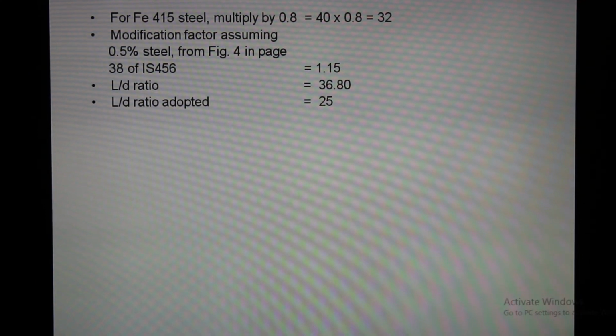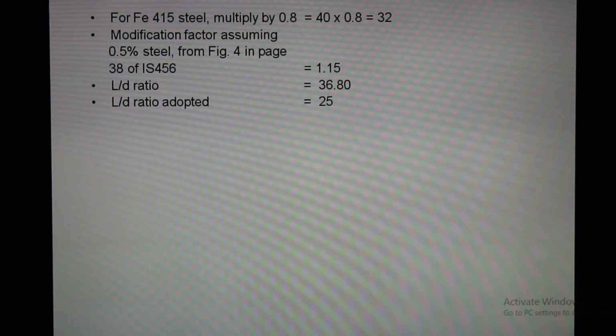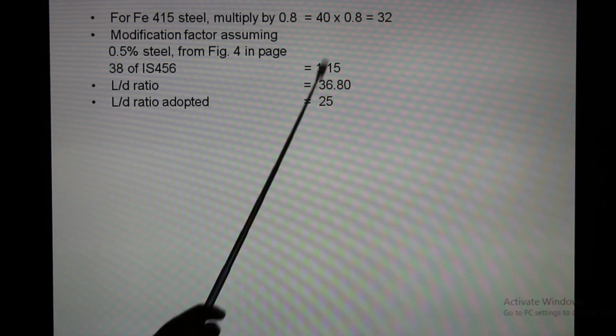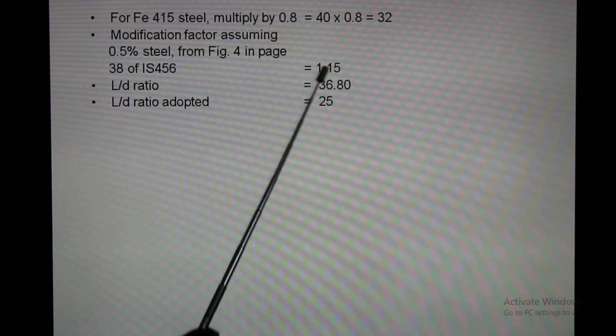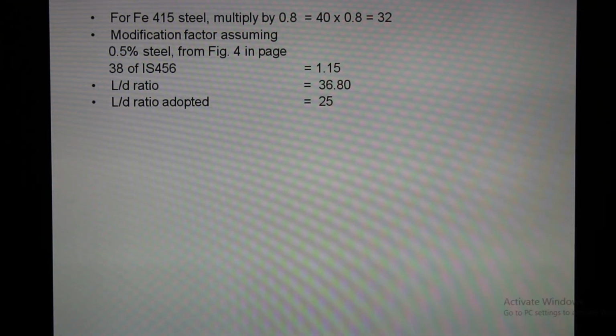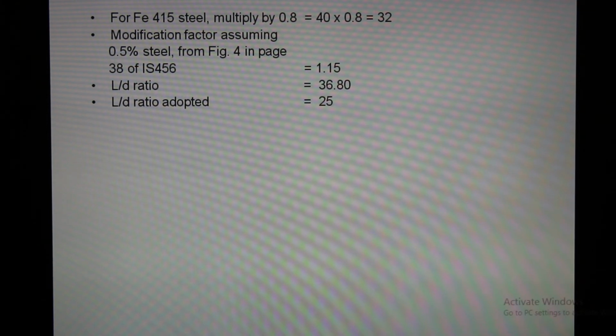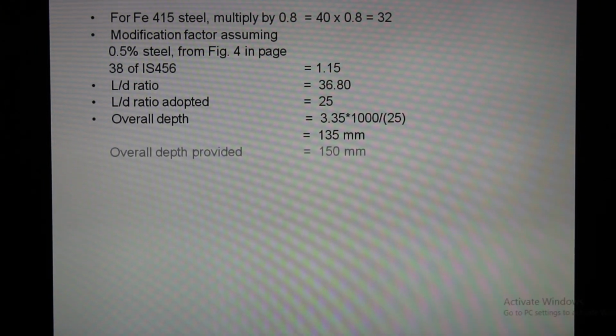The L by D ratio adopted is 25 only. Why? It is the maximum, so we can assume something less than that. Now I am assuming 25. Overall depth is span into 1000 divided by 25, which gives 135 mm. Now I am adopting an overall depth of 150 mm.